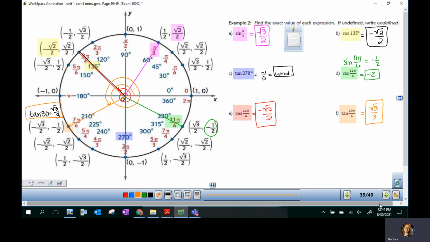Okay, so knowing the unit circle is very important, because then you get to use it to answer all sorts of questions about trig of different angles. Y'all feel okay about that?